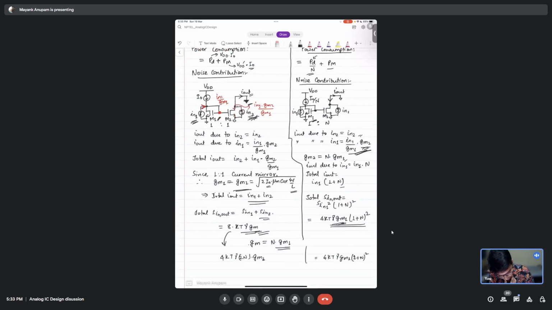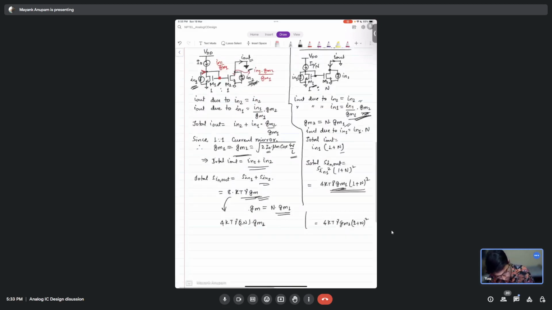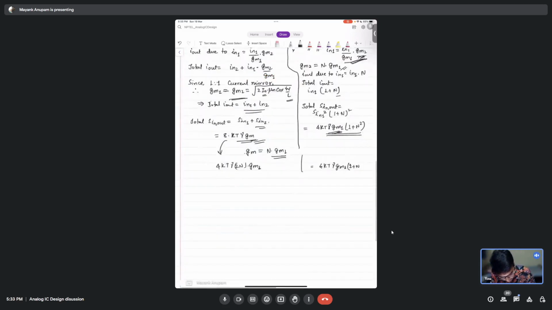I2 is I1 by G1 to G2. This is fine. So G2 is actually equal to n times G1. This is also fine. n times n, n times n. Total I out is equal to... oh, this is not correct. This is 1 plus n square only. This is not 1 plus n the whole square. This is only 1 plus n square.